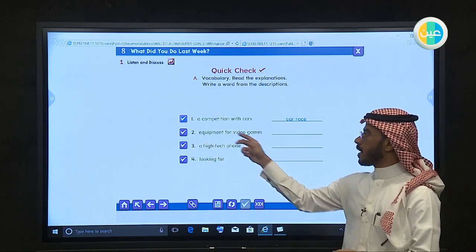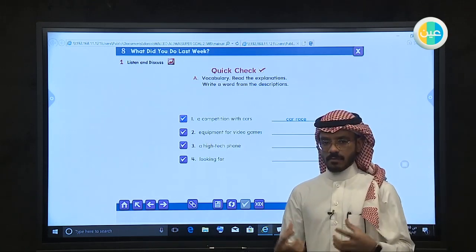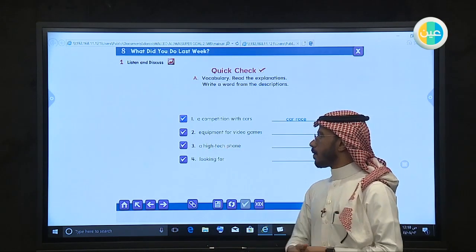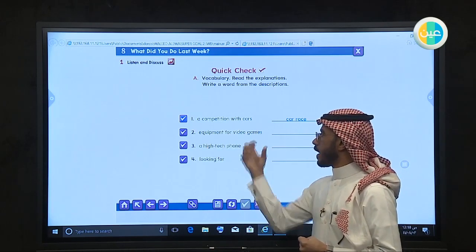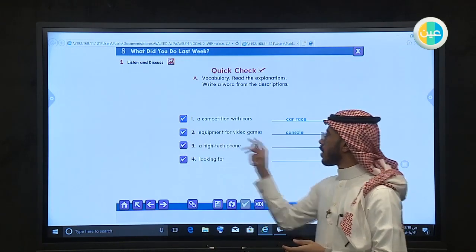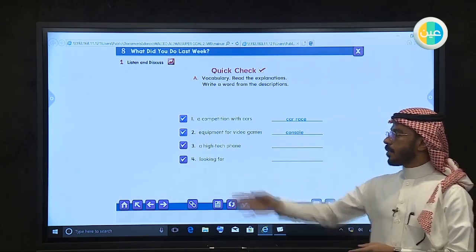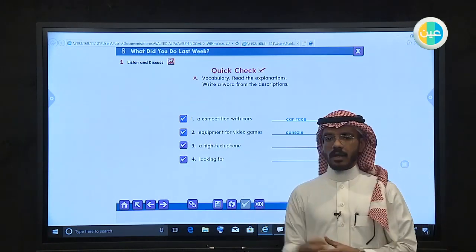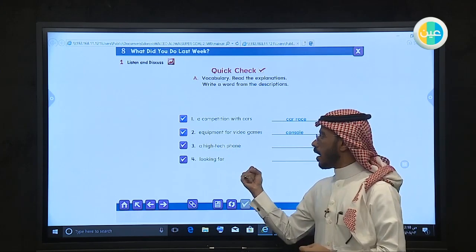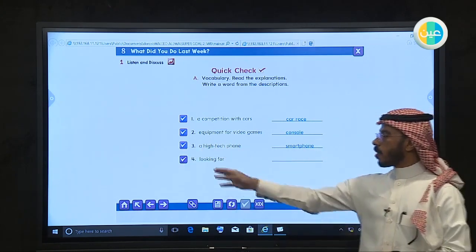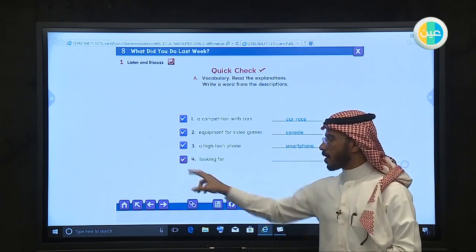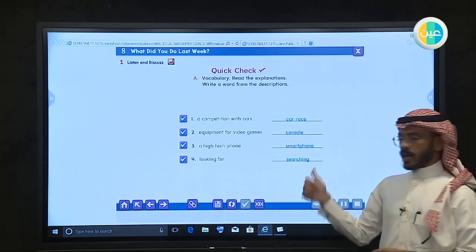Number two, equipment for video games. Equipment for video games. أداة لألعاب الفيديو اللي هي console. Three, high-tech phone. هاتف تقنية عالية اللي هو smart phone. Number four, looking for. Looking for يبحث عن searching.